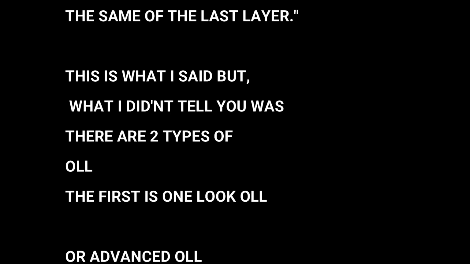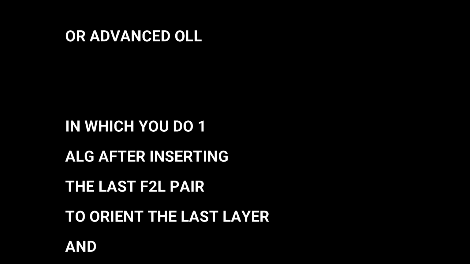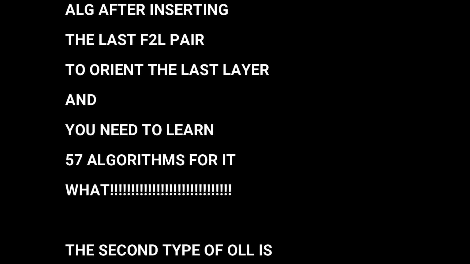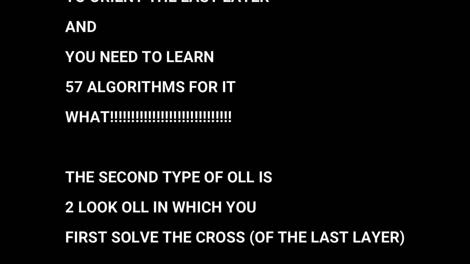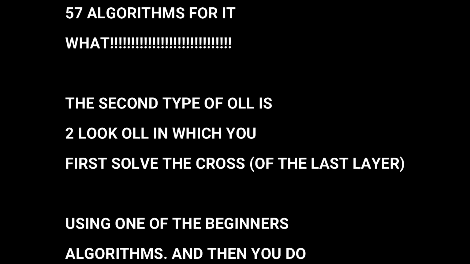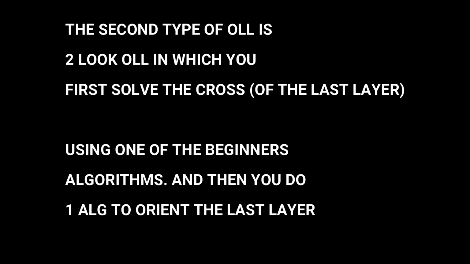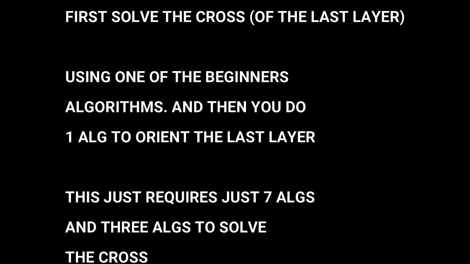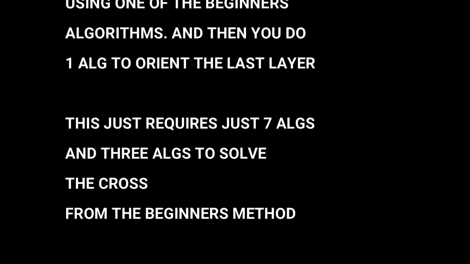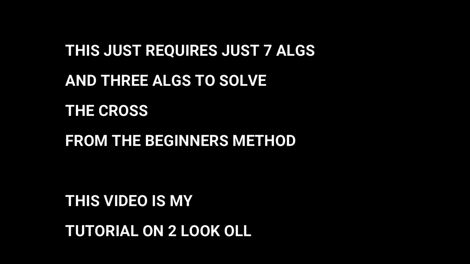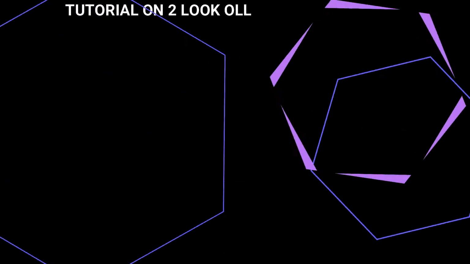The first one is one look OLL, or advanced OLL, in which you do one algorithm after inserting the last F2L pair to orient the last layer, and you need to learn 57 algorithms for it, which is too much. The second type of OLL is two look OLL, in which you first solve the cross using one of the algorithms you learned in the beginners method, and then you do one alg to orient the last layer. This requires just 7 algs and the 3 algs to solve the cross which you learnt in the beginners method. This video is going to be all about 2 look OLL.